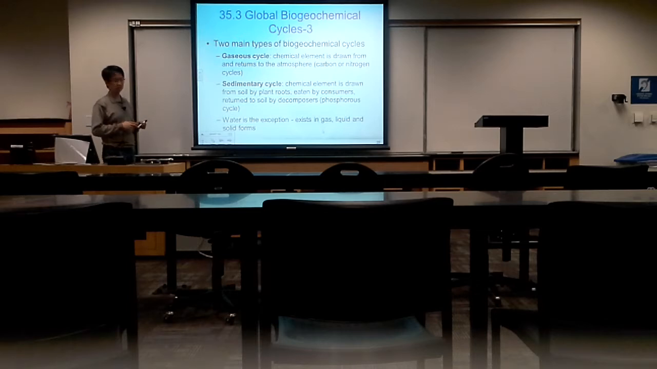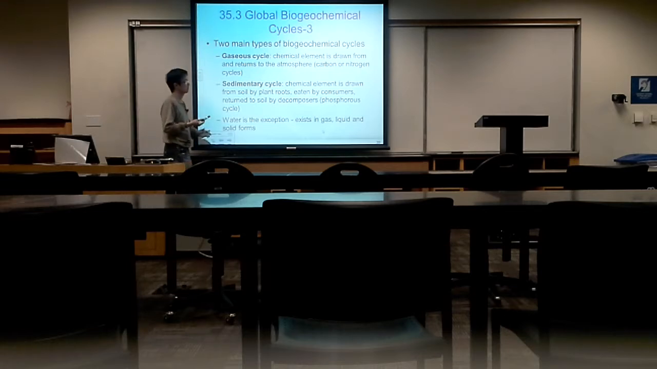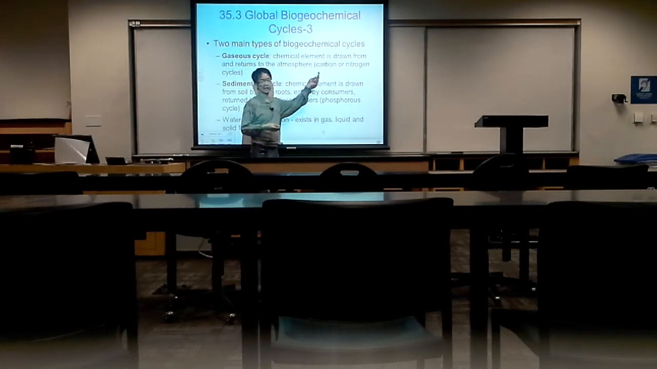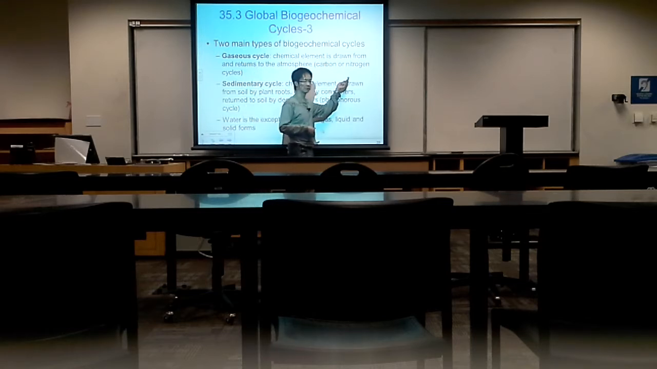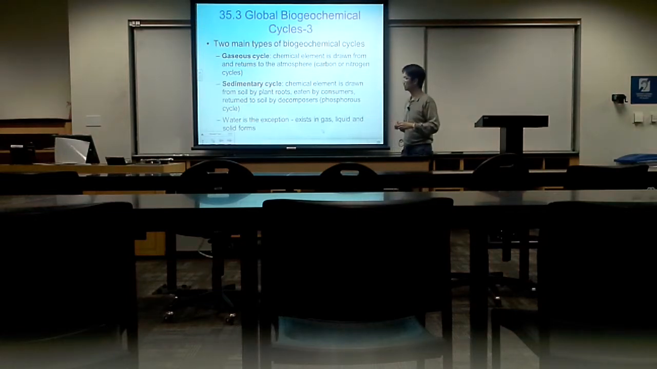So we have two types of biogeochemical cycle: the gaseous cycle, as the name suggests. It is the chemical element going between the earth and the atmosphere. Let's say the carbon and nitrogen cycles. In the carbon cycle, we have carbon dioxide, which can go to the atmosphere. In the nitrogen cycle, of course, we have nitrogen gas in the atmosphere.